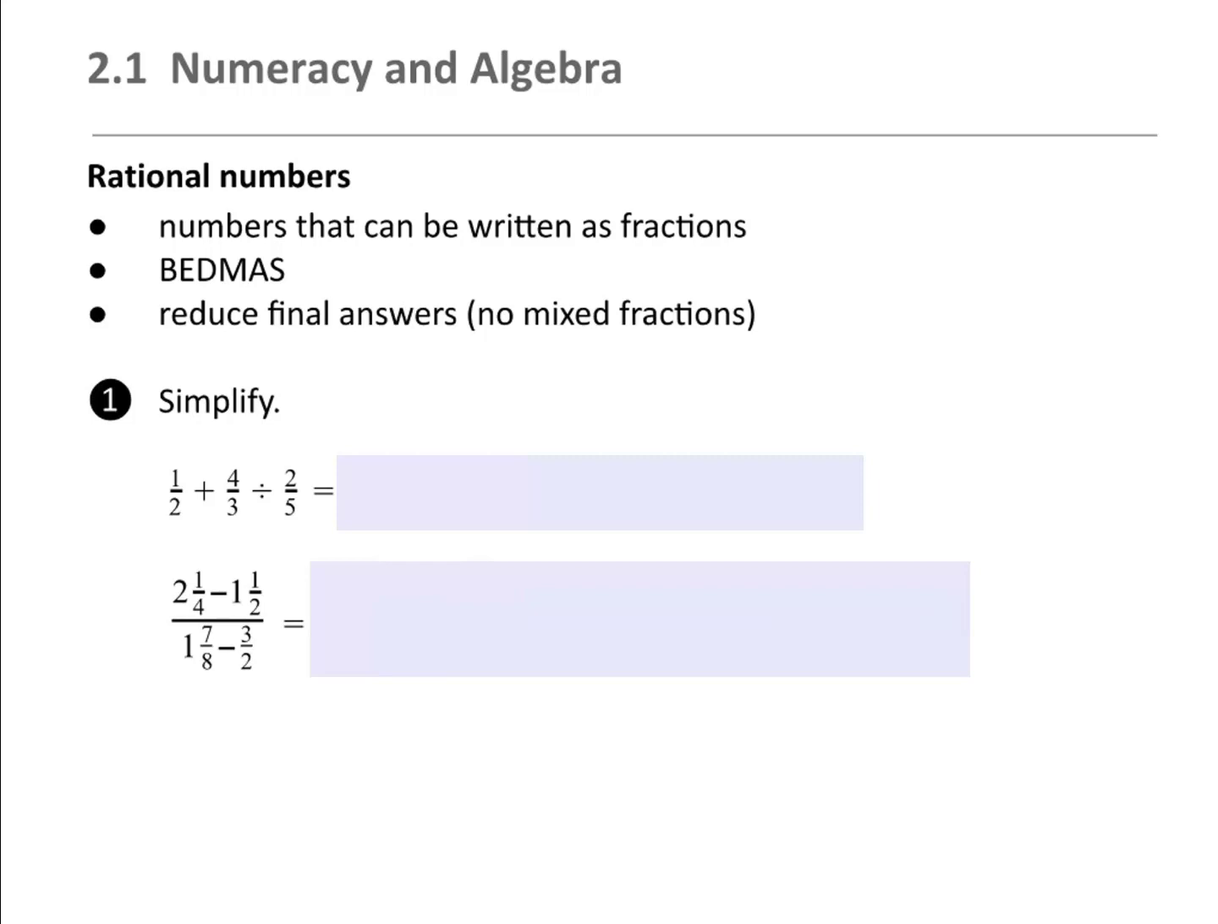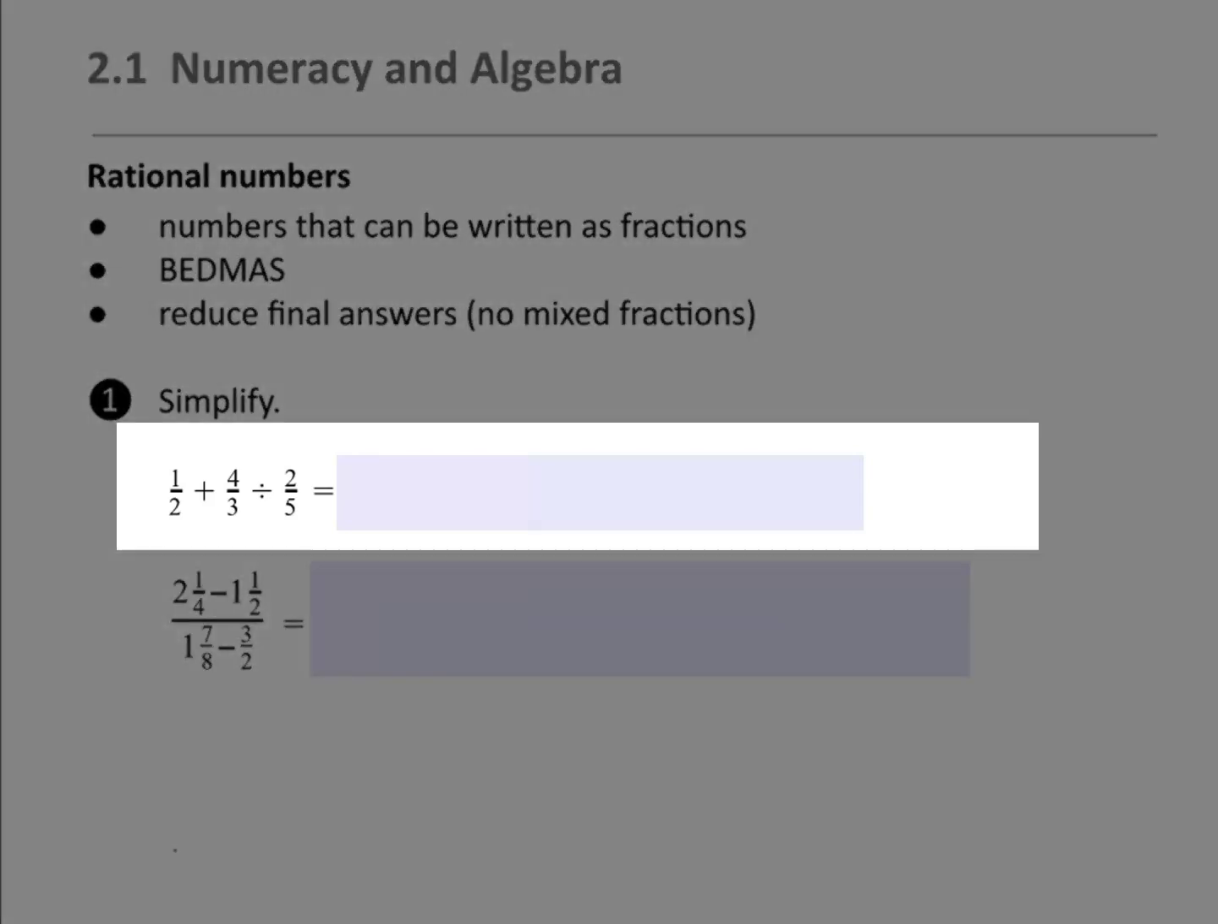Okay, let's get started. Here we have simplify, and in this actual question, there's a few things I want to point out. I'm going to pick a different pen color. All right, and really, because of BEDMAS, we have 1/2 plus 4 over 3 divided by 2 over 5, and because of BEDMAS, we actually have to do our division first. So you can really think of it as like a bracket here. We're going to do our division, so we'll have 1/2 plus whatever our division is.